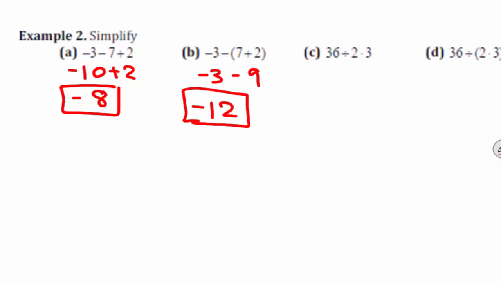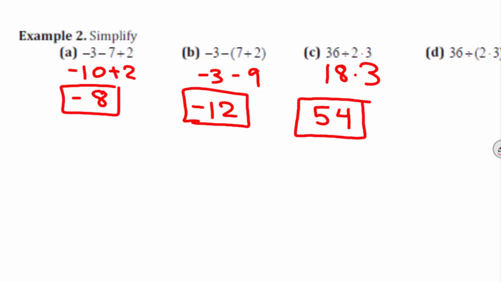Alright, with C, we have to remember that we do multiplication and division left to right. So we want to do 36 divided by 2 and get 18. Then 18 times 3 would give us what? 54. Very good. It looks like D ran off the screen a little bit, but notice it has the 2 times 3 in parentheses, so we have to do that first. So we'd have 36 divided by 6, and that's just 6. Alright, good.